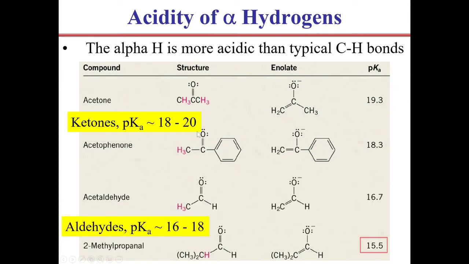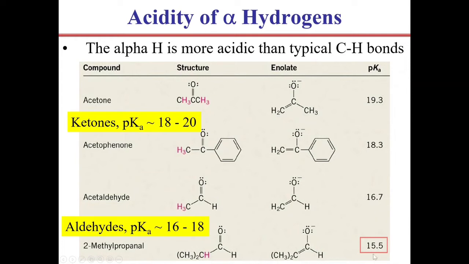If we look at this table right here, it's trying to show you the ketone structure or the aldehyde structure for the bottom two. It shows you what the conjugate base enolate would look like, and then tells you the pKa of the original ketone or aldehyde. In order to deprotonate these things effectively, ideally you would use a base whose conjugate acid would be higher than 19.3 or 18.3 or 16.7 or 15.5.